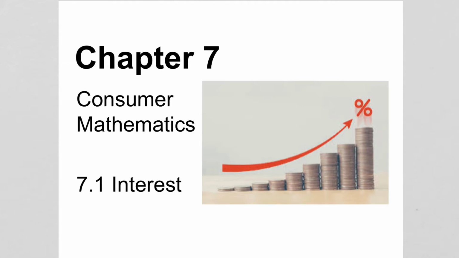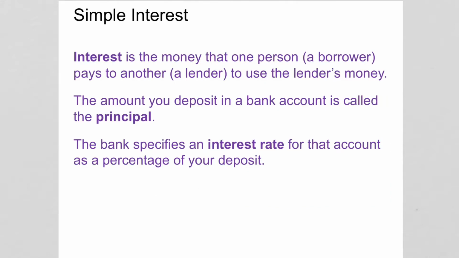In section 7.1, we're going to talk about interest. We're continuing our study on money. Interest is the money that one person, a borrower, pays to another, a lender, to use the lender's money.